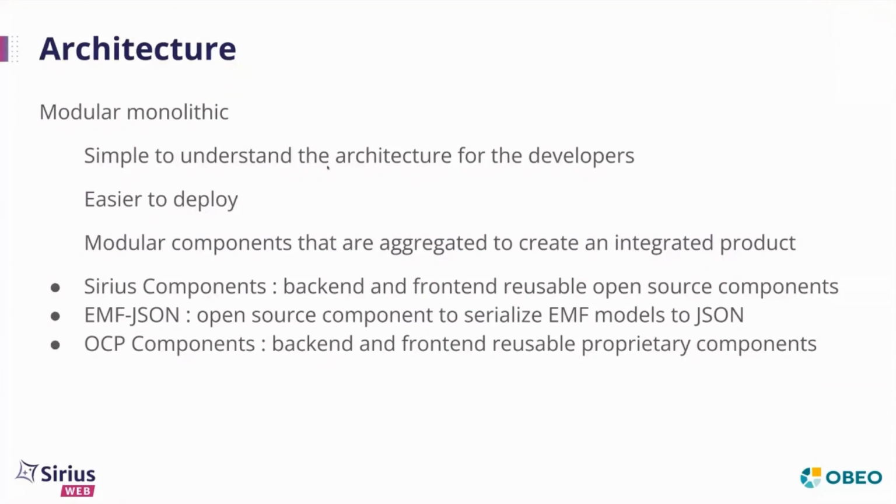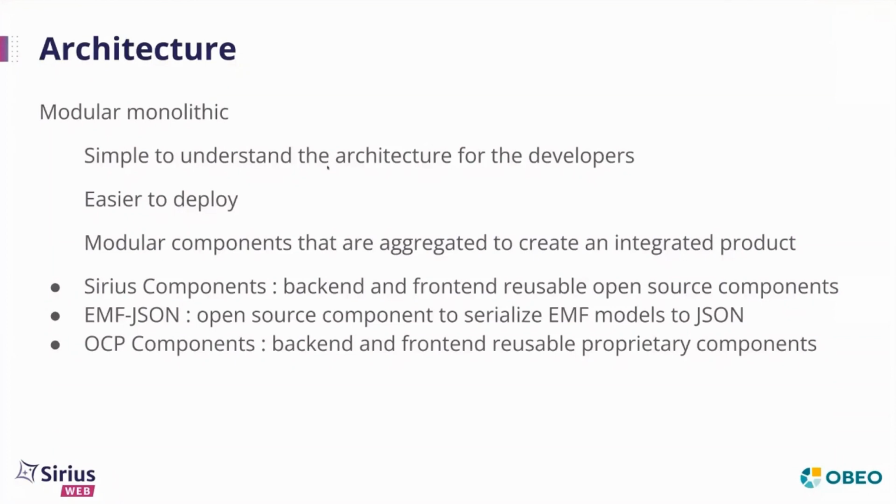Then we provide also another project, which is the EMF JSON. So EMF JSON is an open source component integrated into Sirius Web. It is responsible for serializing the Eclipse Modeling Framework models, the EMF models we use, to the JSON format, the one I showed you at the beginning. So this component enables seamless interoperability between EMF-based models and other systems or other tools that use JSON as data exchange format. And finally, with the Obeo Studio, Obeo provides the OCP components.